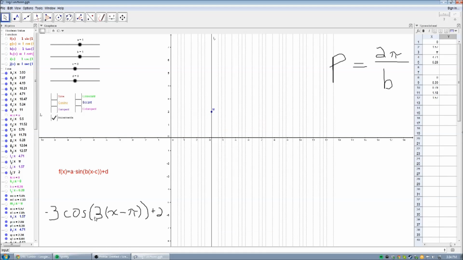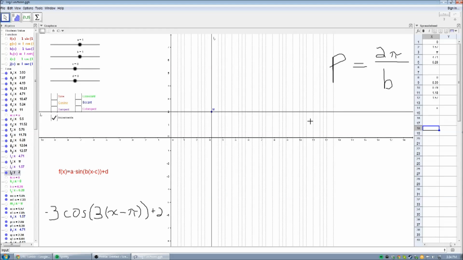Now my period is going to be 2 pi over 3. So from here, I'm going to want to go out 2 pi over 3. So my first coordinate is at pi, and my last coordinate will be at, since my period is 2 pi over 3, 2 pi over 3 plus pi, which is 5 pi over 3. So we need to figure out what's in between those. And this is where the calculator comes in handy.